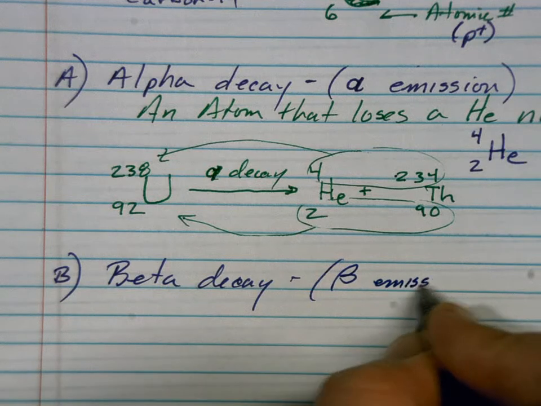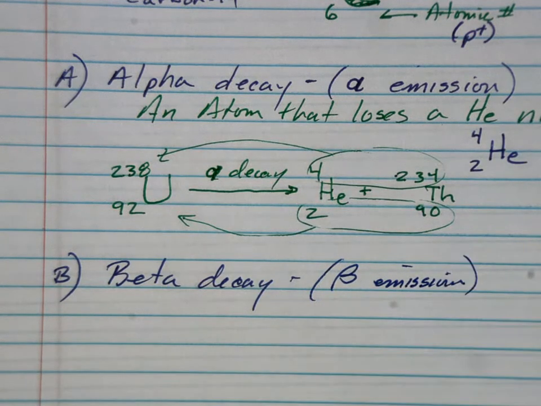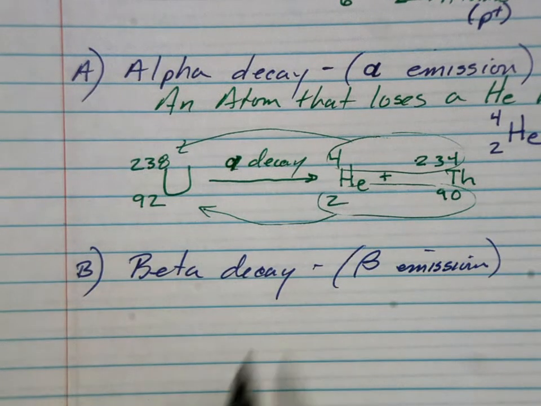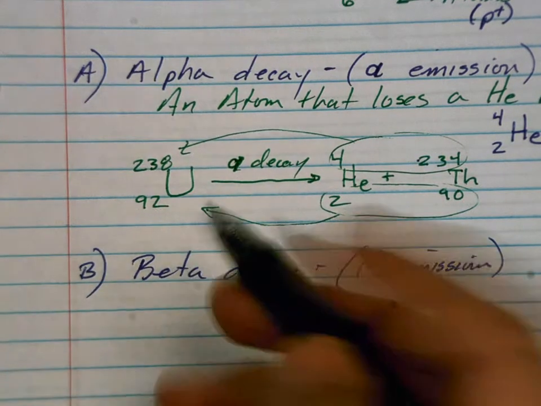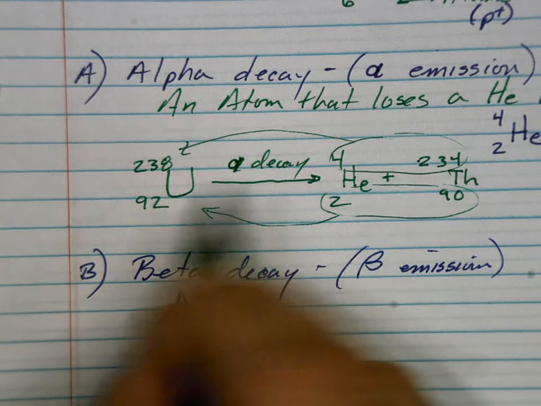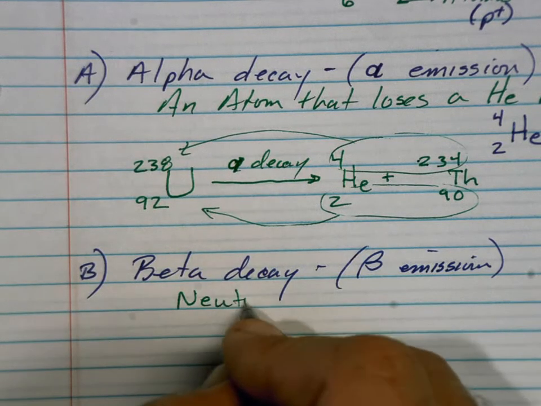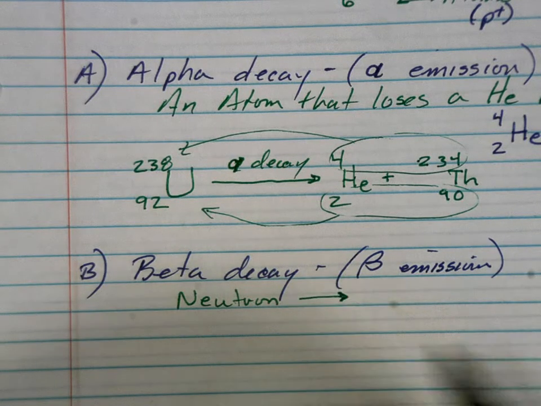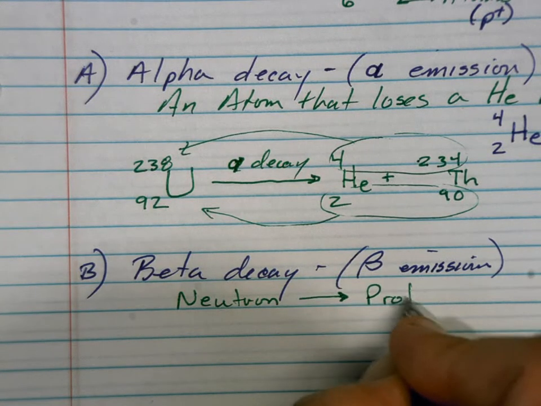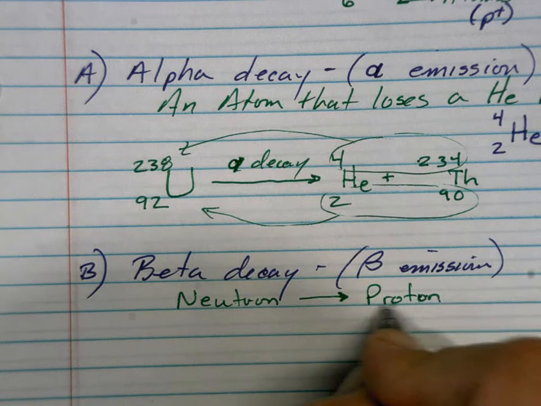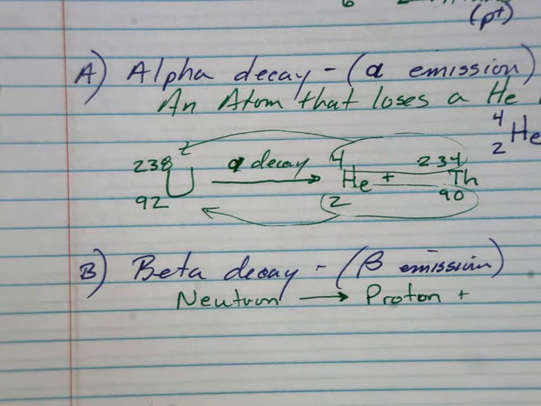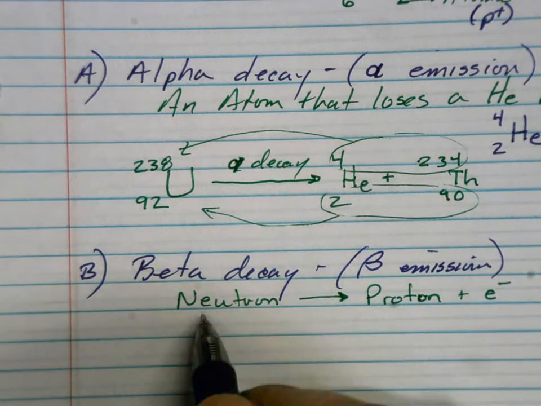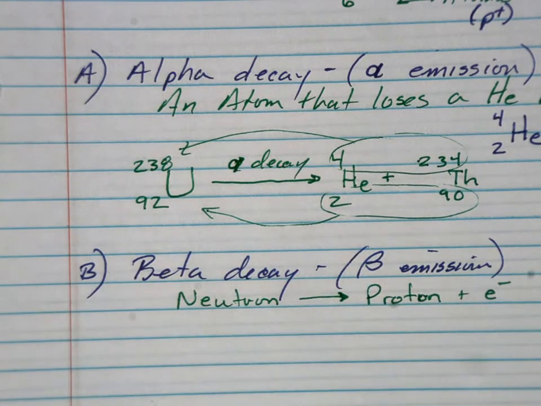So if they say a reaction occurs and it emits a beta particle, here's what happens with beta decay. You have a neutron. It's a little different than what happened over here. You have a neutron, and it changes into a proton. Remember, neutrons are neutral. Protons have a positive charge. So when this neutron gets transmuted into a proton, it also kicks off an electron.